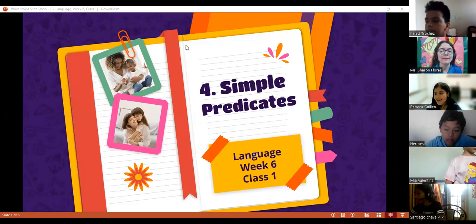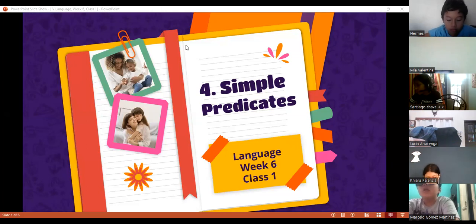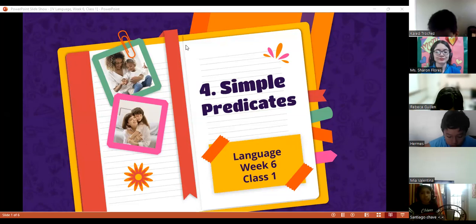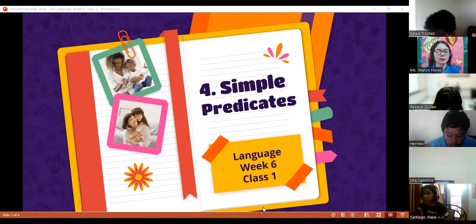We already learned about simple subjects. Now let's talk about simple predicates. How can we identify that in the sentence? So copy this in your notebook. One minute to copy this in your notebook, and then we'll start with the class.